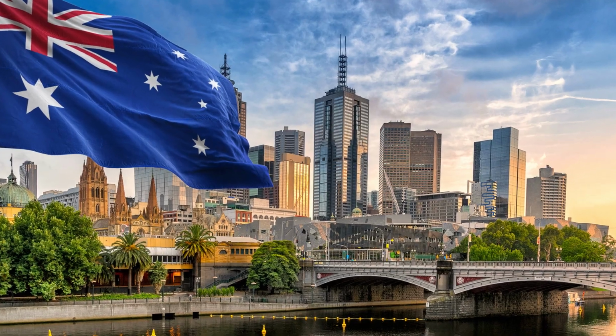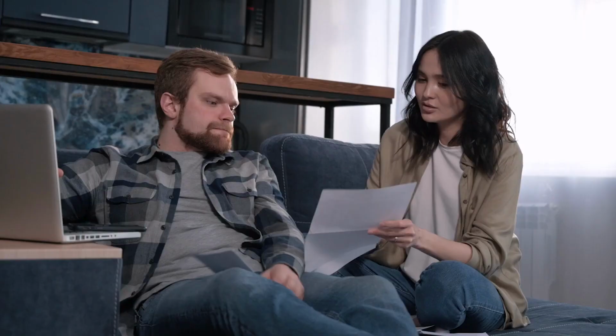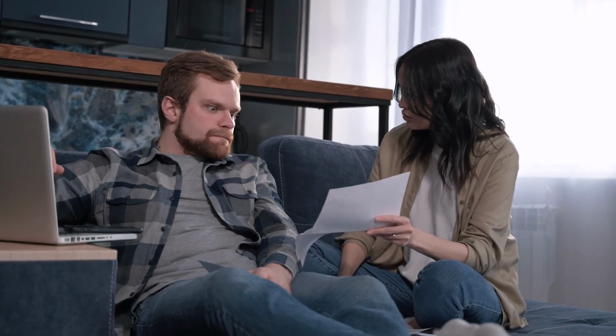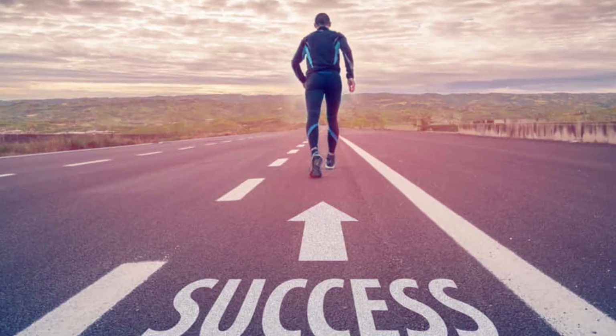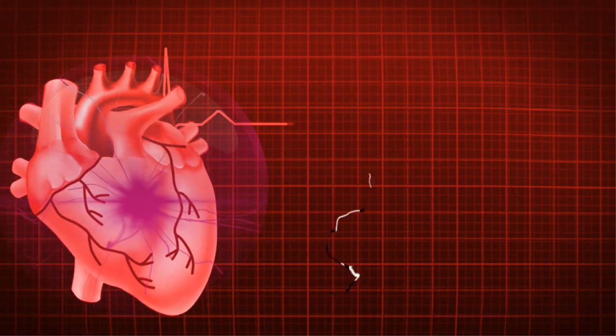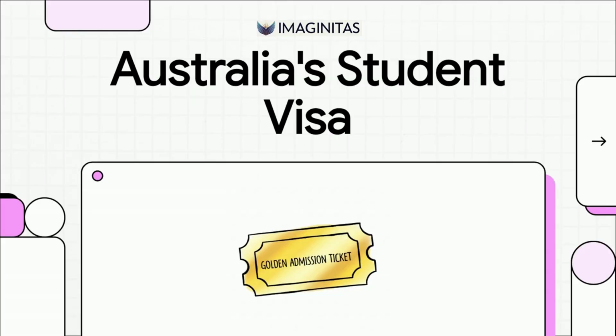So, you're applying for an Australian student visa. That's fantastic. But hold on, because there is one single document that can make or break your entire application. Seriously. Get it right, and you're on your way. Get it wrong, your application could be dead on arrival. Let's make sure that doesn't happen to you.